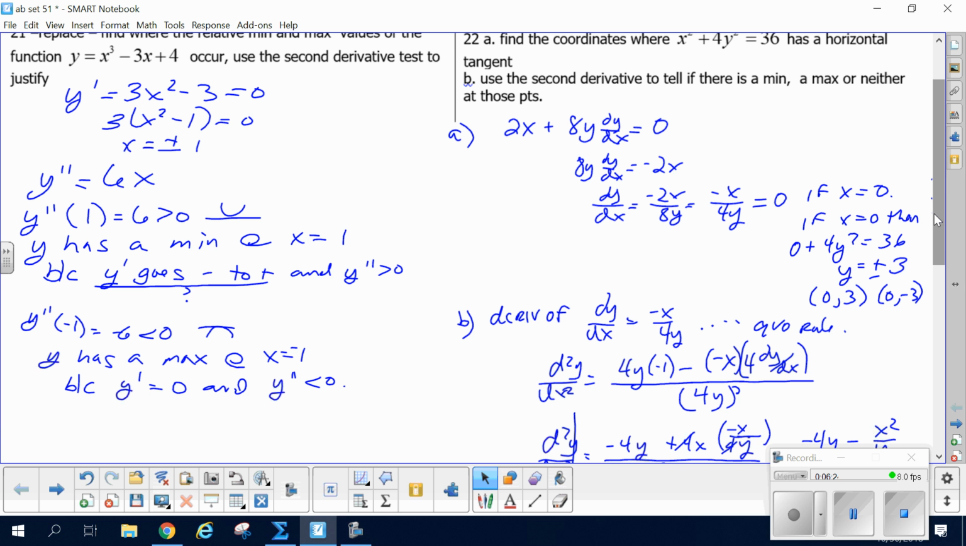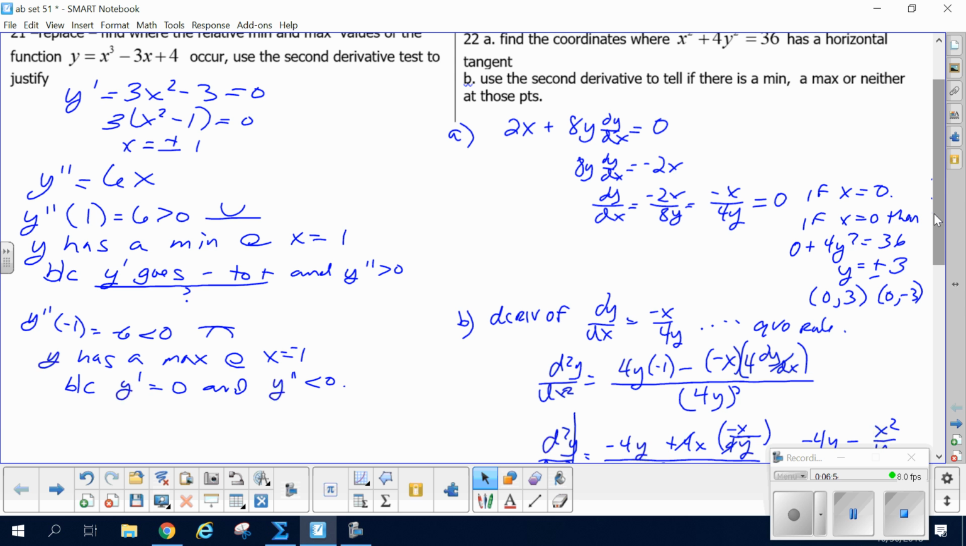The person found the flat spots were positive and negative 1. Do you agree? Okay, they found the second derivative is 6x. Do you agree with that? Okay, then they conclude something like this: y has a min at x equal 1 because y prime goes negative to positive and y double prime is greater than 0. Is that the first derivative test? Kind of. Is it also the second derivative test? Yeah, kind of. Is it either one very well? No. And so this is garbage.